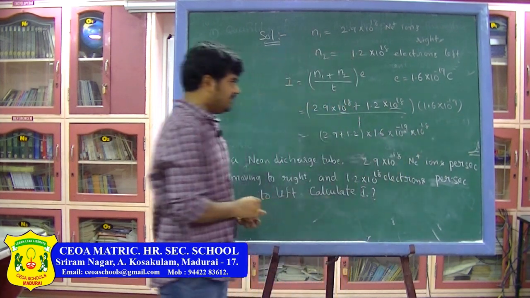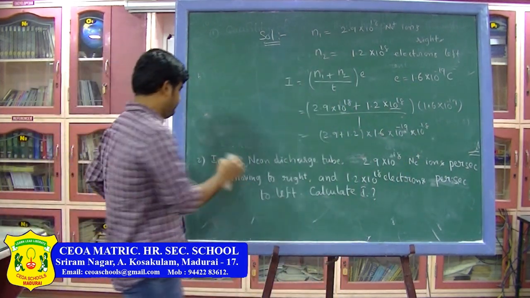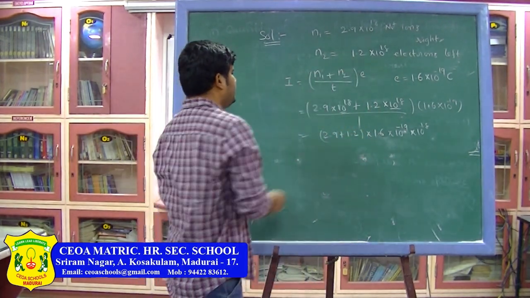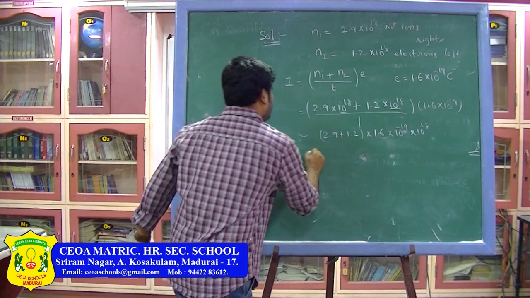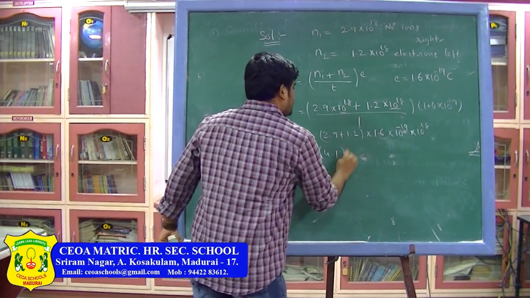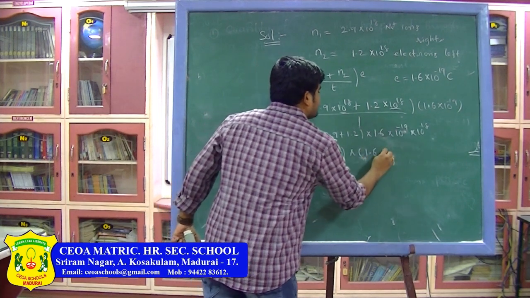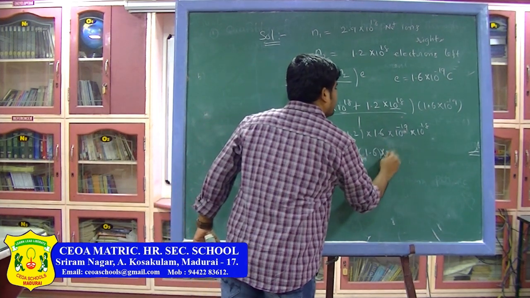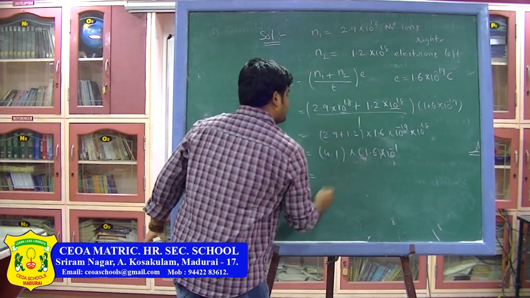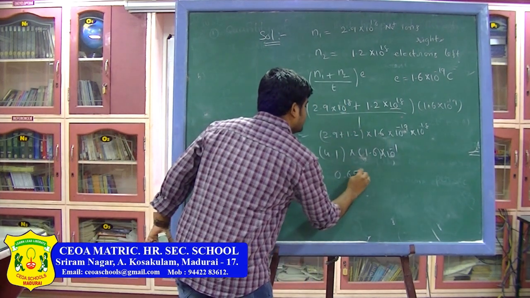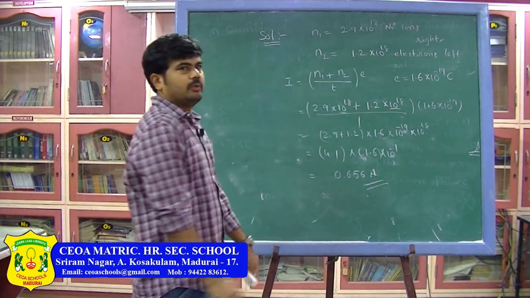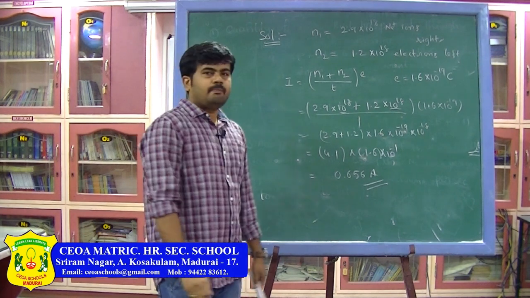Now, simplifying this, 2.9 plus 1.2 will be 4.1, into 1.6 into 10 to the power of minus 19 plus 18, you will get minus 1. So if you multiply these two, you will get 0.656 amperes. That is the answer for this problem. So, that is the solution.